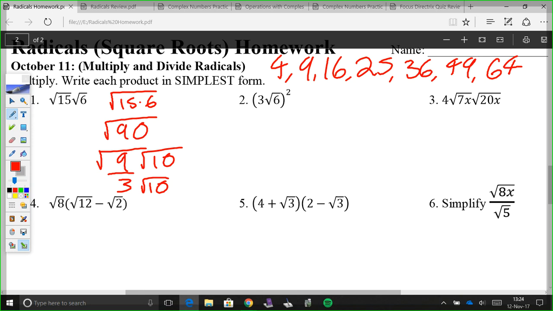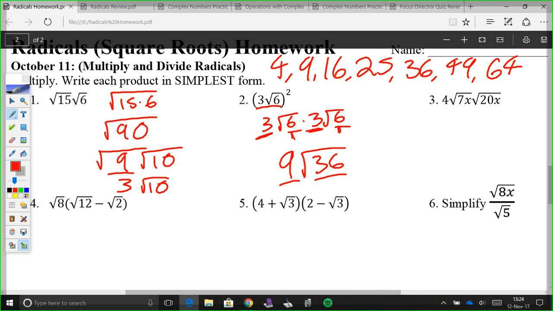Alright, number 2, you have 3 square root of 6 times 3 square root of 6. That's what happens when you have 3 square root of 6 squared. And you multiply the outside parts together, and then you multiply the inside parts together. So 3 times 3 is going to make 9, and then 6 times 6 is going to make the square root of 36. So the 3's multiply together, and they give me the term on the outside. And then the 6's can multiply together, and they give me this part that's on the inside of the radical.